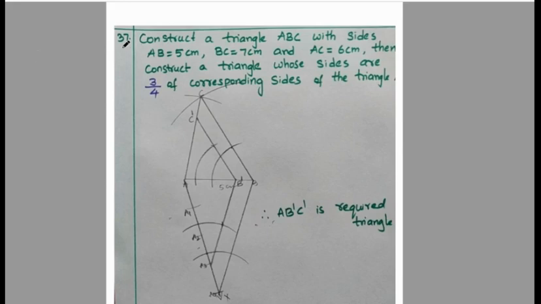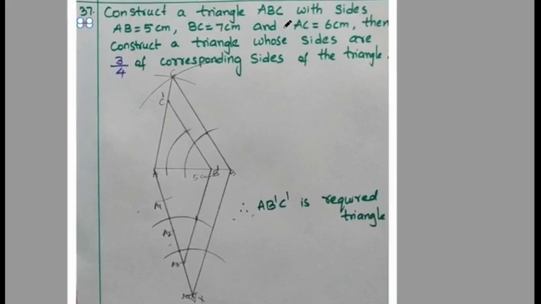37th question is a construction question. Construct a triangle ABC with sides AB 5 centimeters, BC 7 centimeters, AC 6 centimeters. Then construct a triangle whose sides are 3/4 of the corresponding sides of the triangle. Here the denominator is bigger, so the new triangle lies inside the triangle. The scale factor is less than 1.